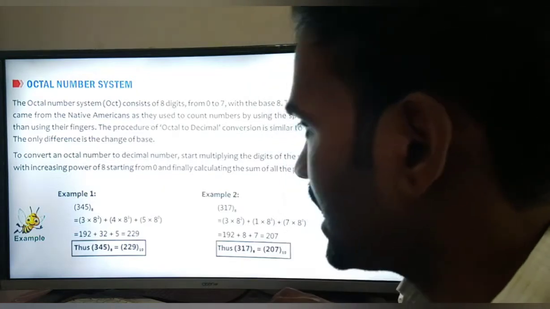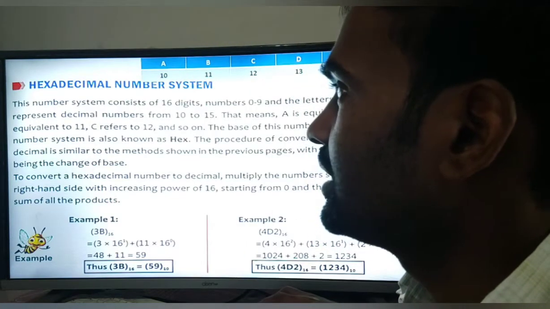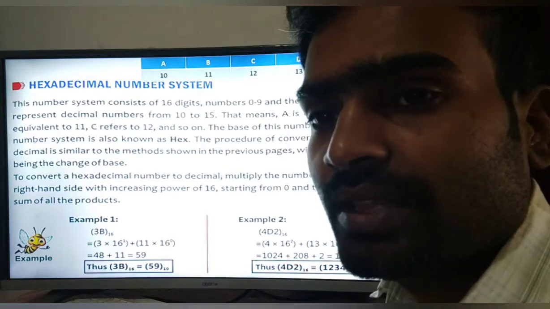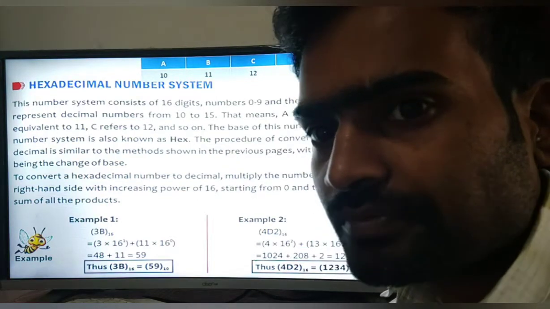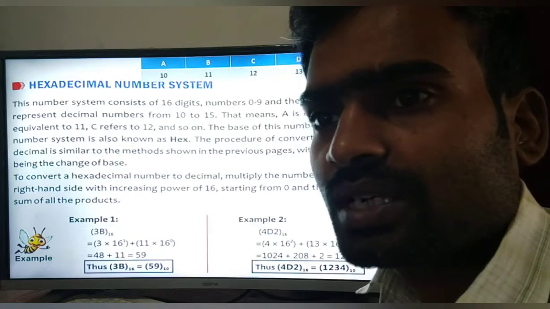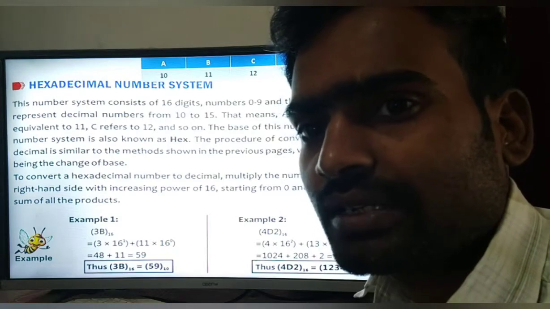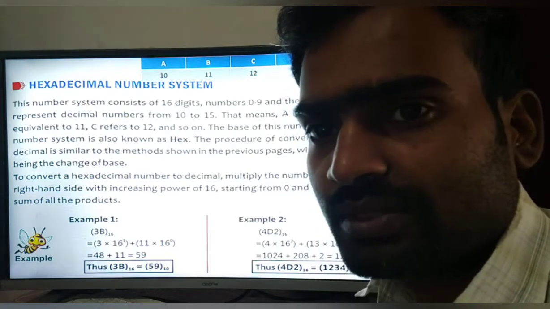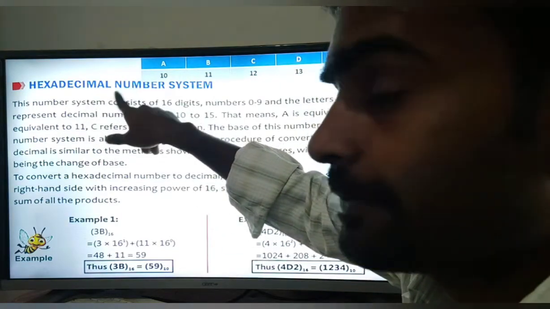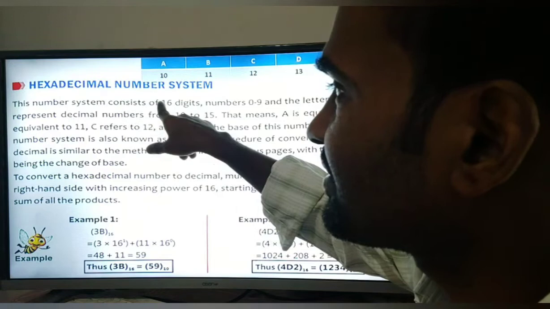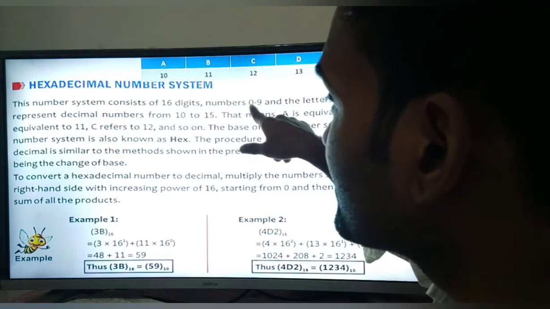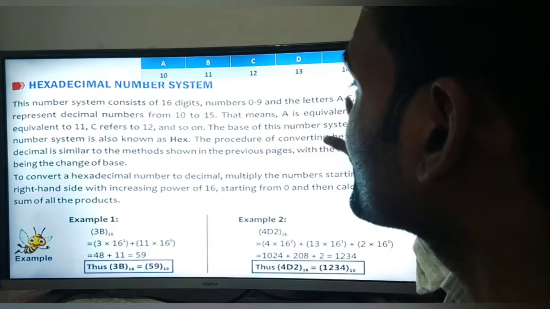Clear? Now let's go to the next topic, the hexadecimal number. This is very important, dear children. It is quite different from all the other number systems we have learned so far. Why, sir? I will tell you. Hexadecimal: this number system consists of 16 digits, the numbers 0 to 9 and the letters A to F.